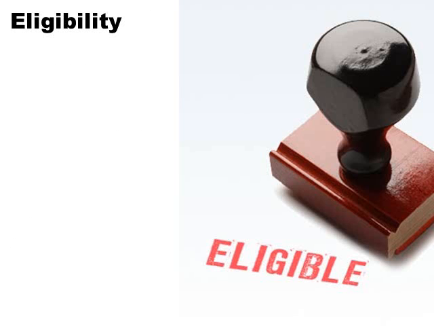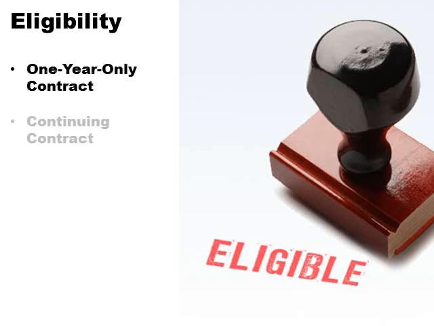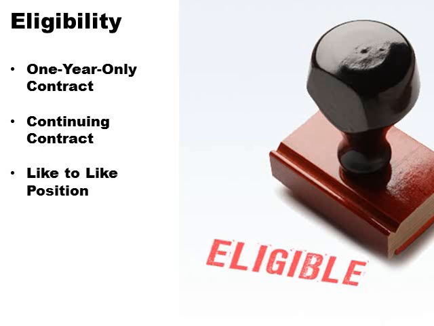Eligibility is an issue that's going to come up a couple of times, so there's a couple things that you need to think about. The first thing that you need to know is whether you are on a one-year only contract or a continuing contract. If you're not sure of the answer to this question, you should contact someone in HR to find out for sure. If you're on a one-year only contract, your eligibility is different from those who are on continuing contract. I'll discuss that a little bit as we look at the different parts of the staffing season.